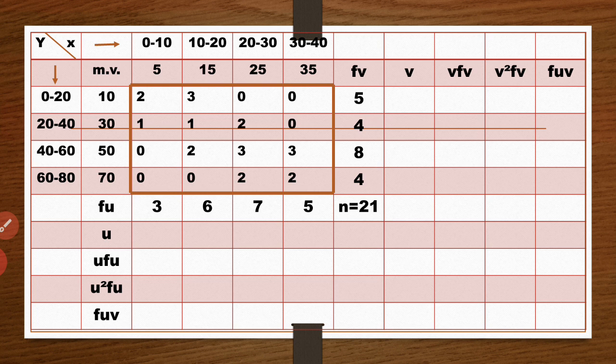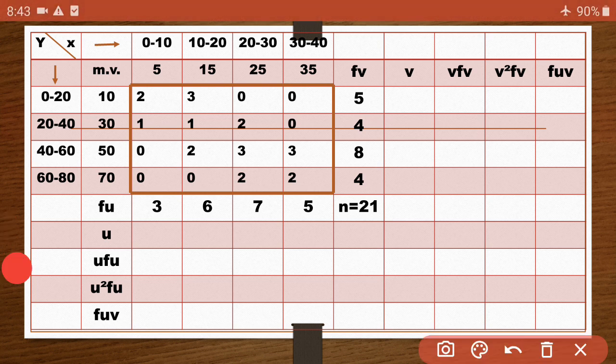Okay, after that you are preparing the column of u. All of you know here we assume the lowest mid value in the x column. Here the lowest mid value is 5. When the lowest mid value is 5, then we always put the opposite as 0. Then after that you write 1, 2 and 3 similarly, but when you check it, the difference will be same.